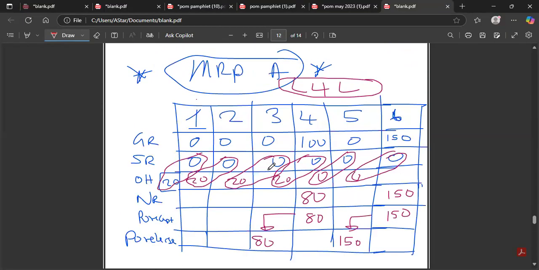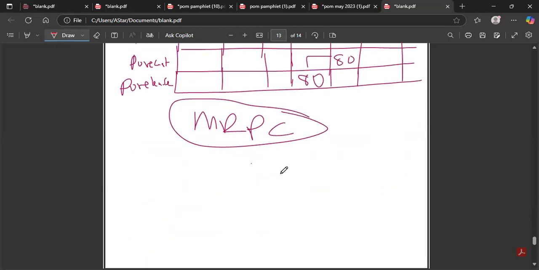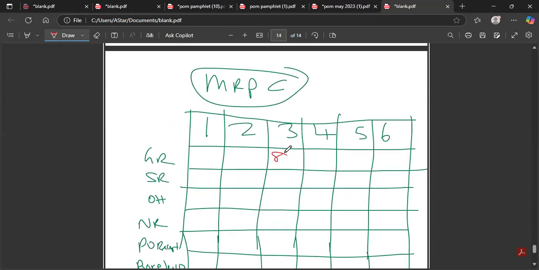So 8 in week 3, 150 in week 5. The rest here are zeros.